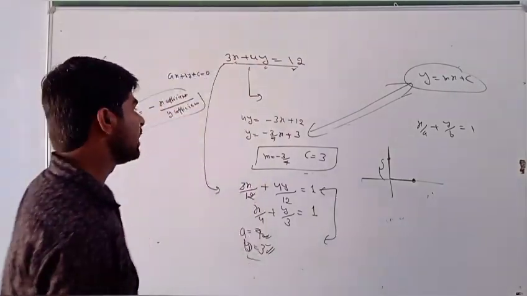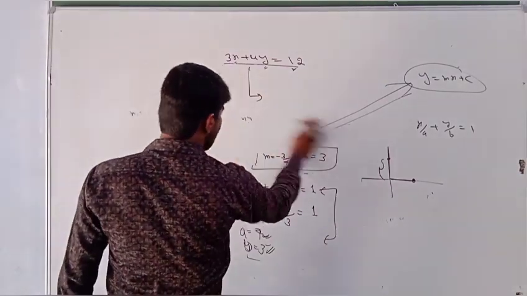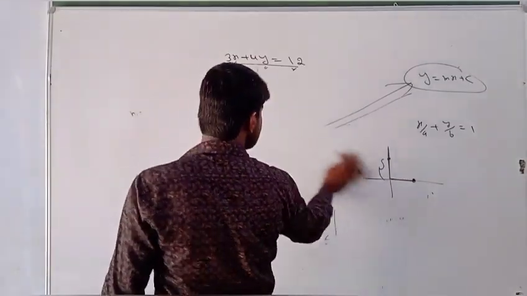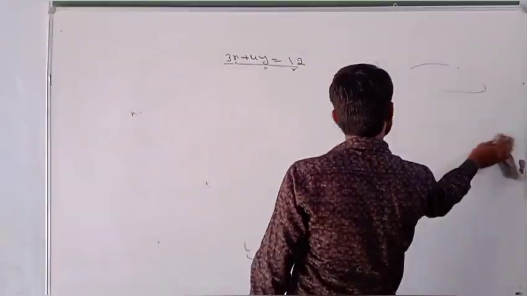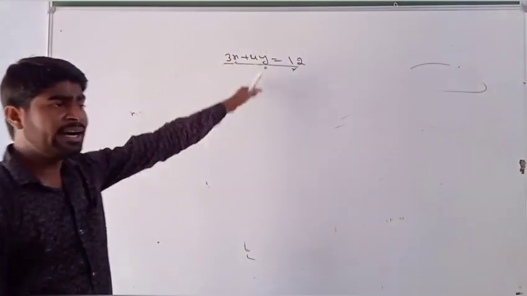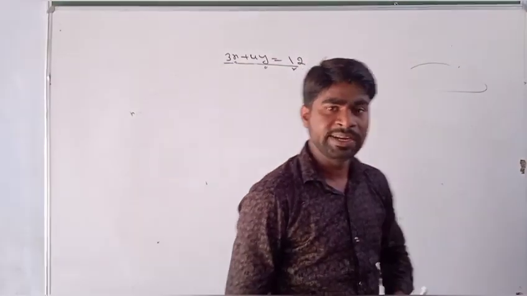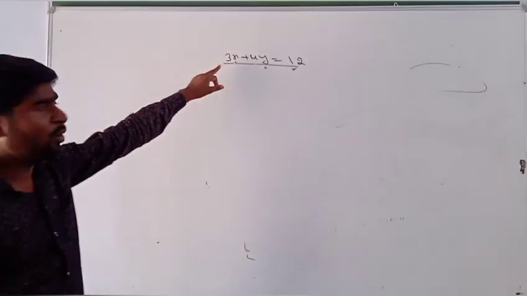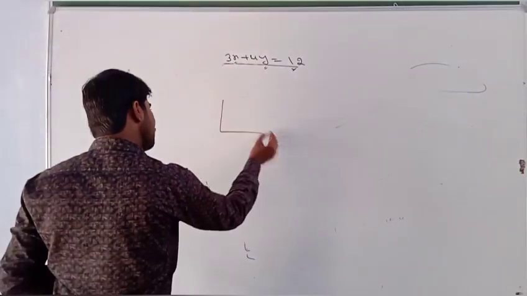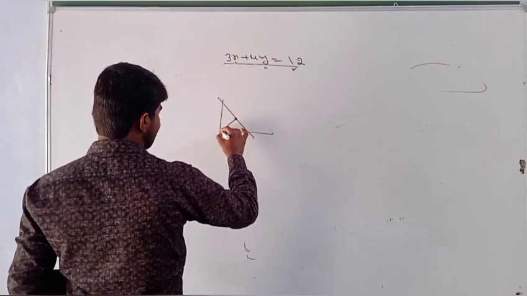So these are some questions. Now the last form, that is normal form. How to convert this general form into normal form? The question will be like this: a line is given to you. Find out the length of the perpendicular on that line from the origin. Means what you need to find out is this length p.